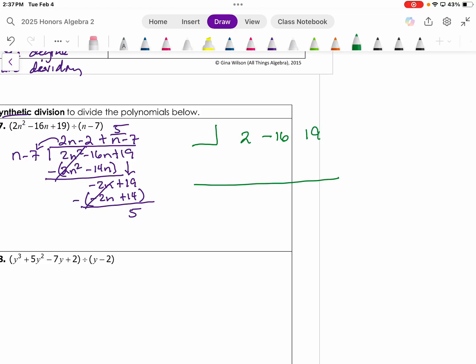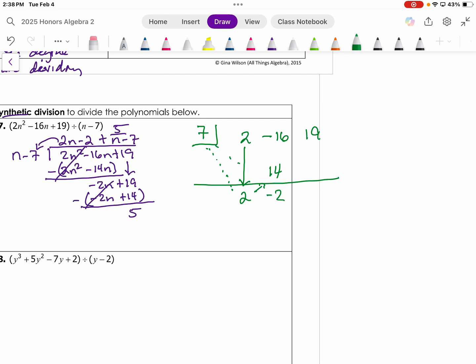Same thing goes with this one. If you're missing a term, you got to put a 0. We're not missing a term. We went squared first, none, so we're okay. It had an n minus 7, so I put a positive 7 in the little box. I then bring down the first term. Never multiply something to get underneath the first term. So always bring down the first term. Now I multiply. 7 times 2 is 14. The answer goes there. And then I add down. -16 plus 14 is -2.